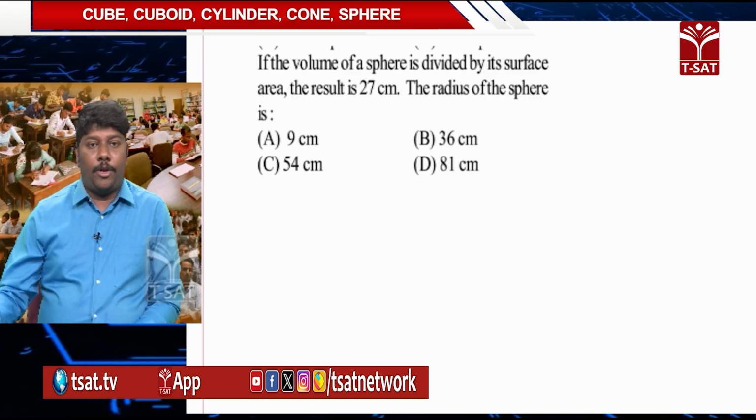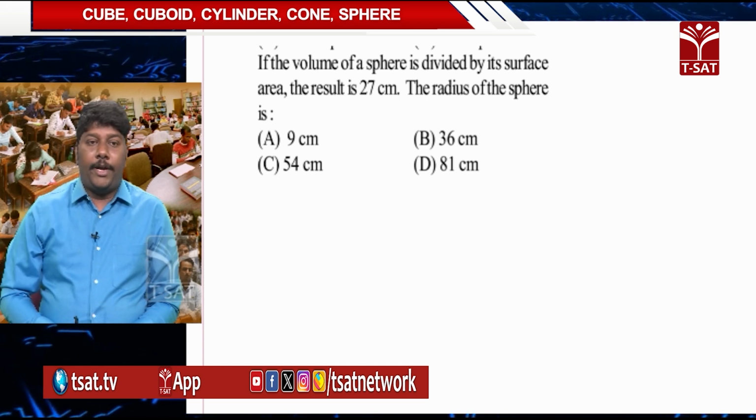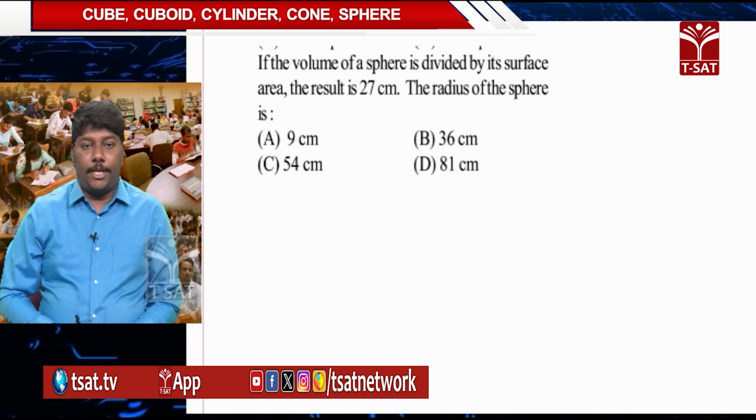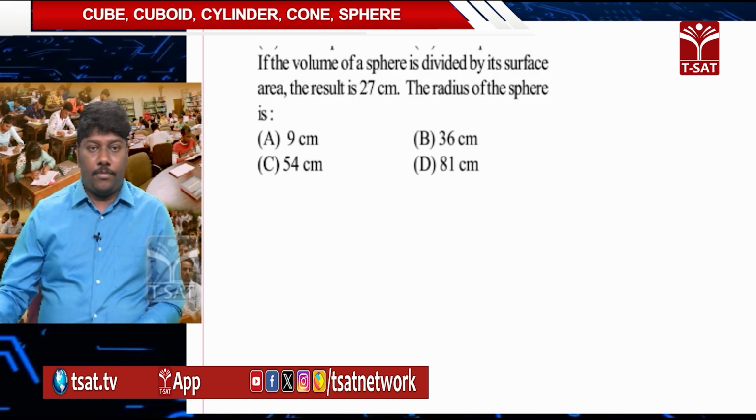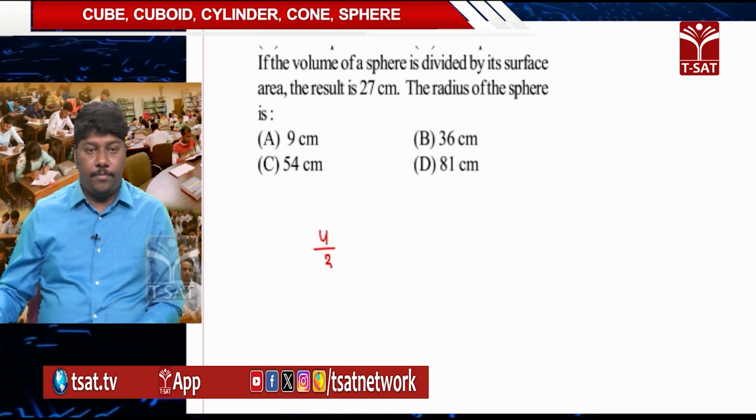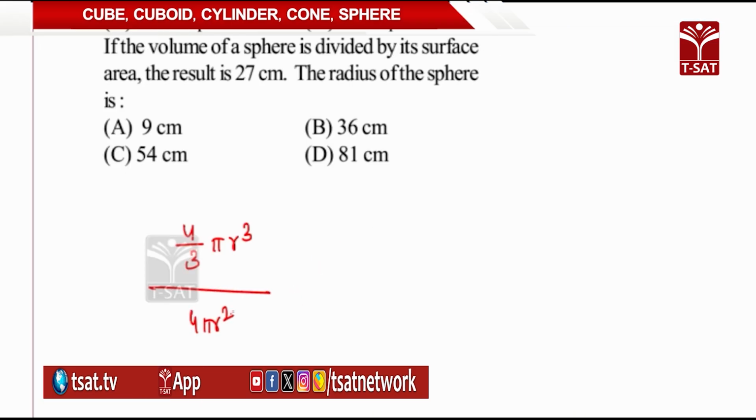Now here we look at a problem based on spheres. The volume of the sphere divided by its surface area is 27 centimeters. The radius of the sphere is, volume of the sphere is 4 by 3 pi r cube divided by its surface area 4 pi r square is equal to 27, means pi cancels, all you are left with is r by 3 is equal to 27. Therefore radius is equal to 81 centimeters. It's purely a question based on sphere.